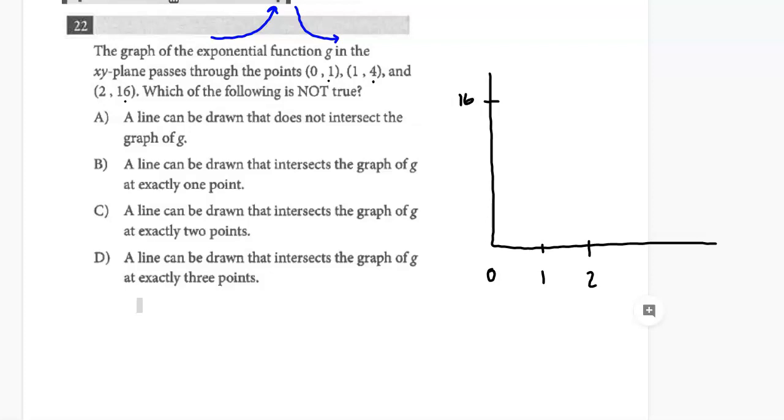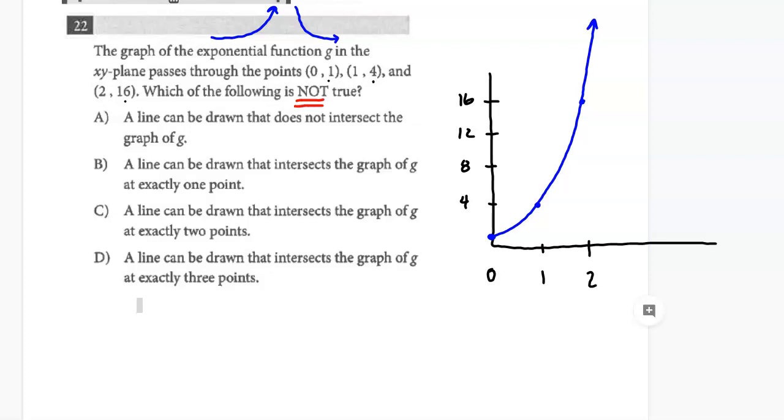So we'll jump up here to 16, maybe cut it in half a couple times. Let's put these dots on the graph. 0, 1 is roughly right here. 1, 4 would be there. 2, 16 would be here. So we have this curve going up like that. And it says which of the following is not true. So be careful right there with the word not.